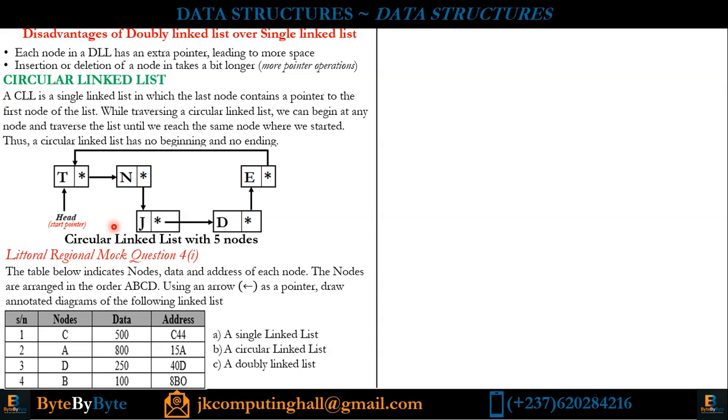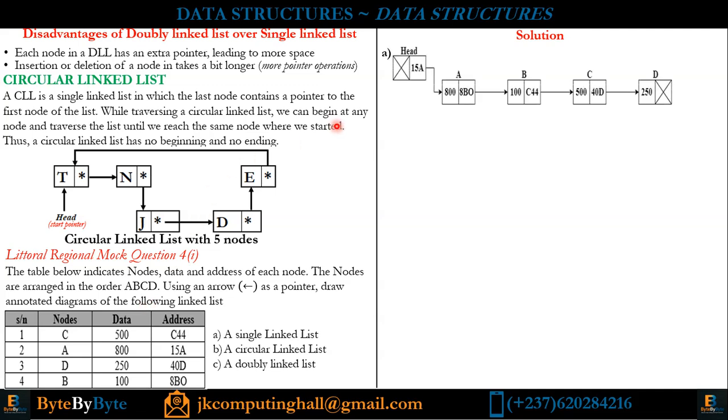We have A, we have B, and we have C. Let us start with A. Because they say it is drawn in this order, A, B, C, D, meaning that this is my first node, this is the second, this is the third, and this is the fourth, A, B, C, D. So this is what I have.